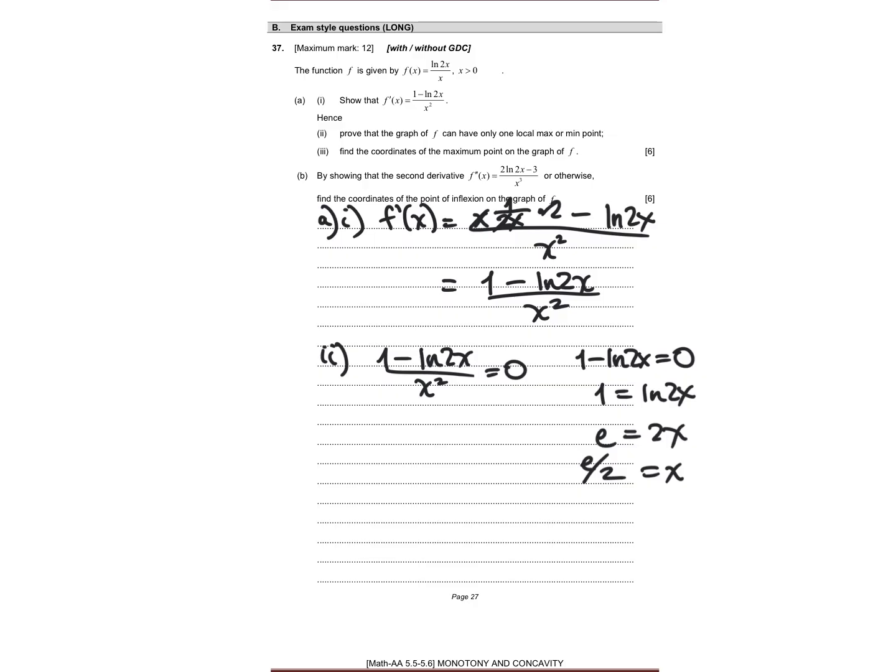So then, to find the maximum point, so they tell us it's a maximum, we will substitute this back into the original function. So we have natural log 2 e over 2 over e over 2. So the 2's cancel. Natural log e is just 1 over e over 2. So this is 2 over e. So the coordinate point is e over 2, 2 over e.